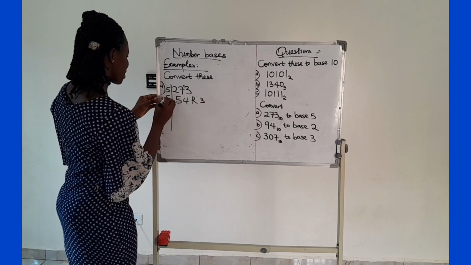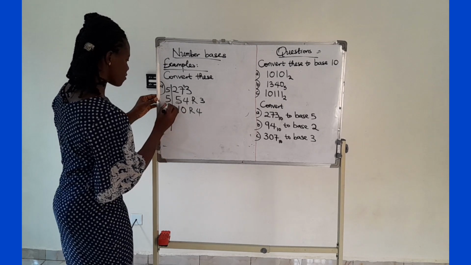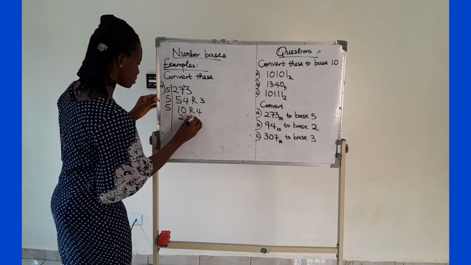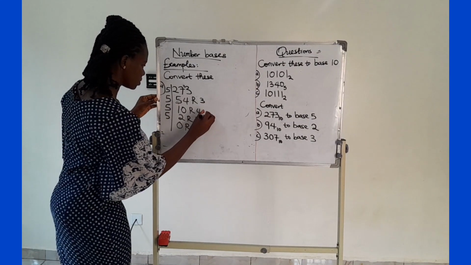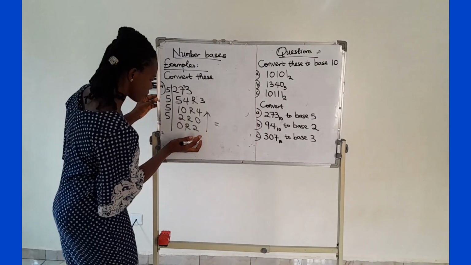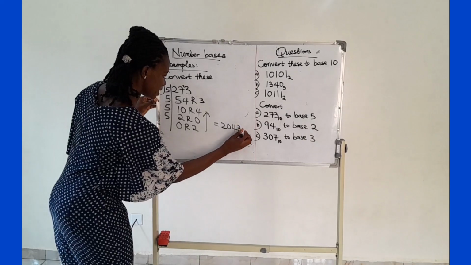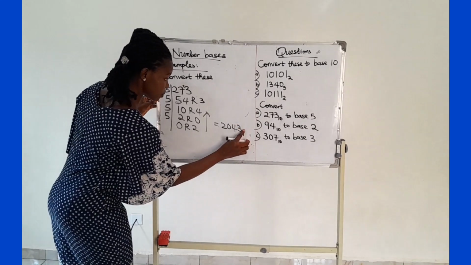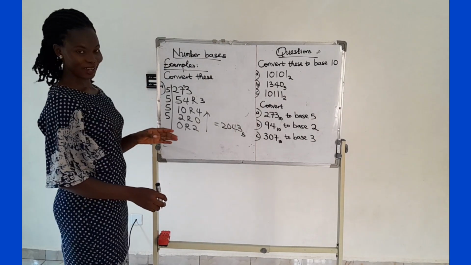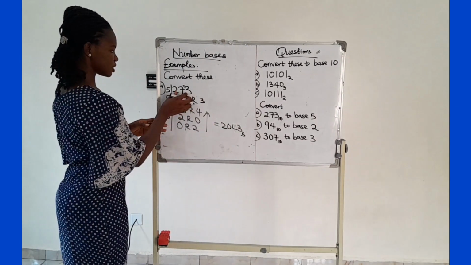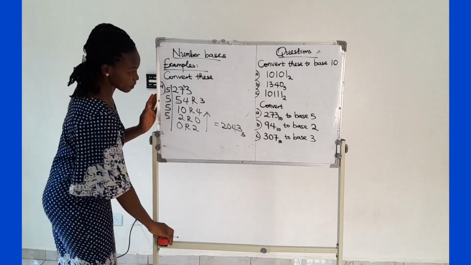Remainder 3. 5 into 54 is 10, remainder 4. 5 into 10 is 2, no remainder, 0. 5 into 2 cannot go, so it's 0, remainder 2. So you write from down upward: 2, 0, 4, 3. Base what? Base 5. Is that clear? Meaning 273 base 10 is equivalent to 2043 base 5. This is actually very simple.